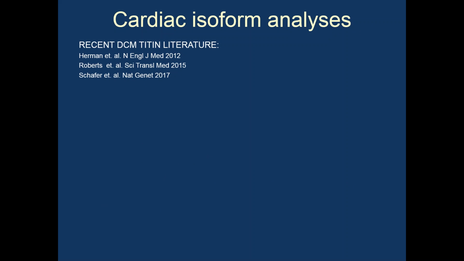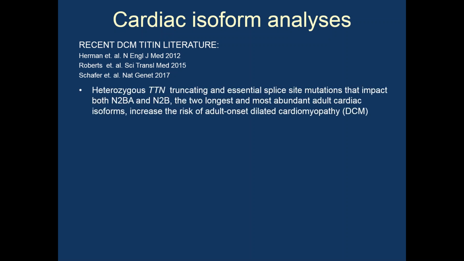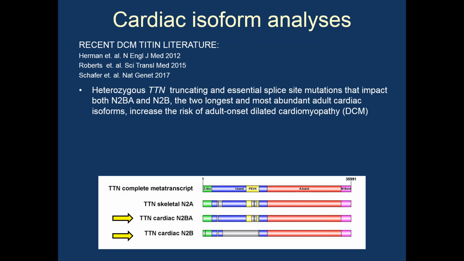But we did have a look at cardiac isoform involvement because of the pre-existing literature in the dominant dilated cardiomyopathy field. These are the 3 papers that have been published in this area. These papers showed that heterozygous truncating mutations, so mutations that chop off the end of the RNA transcript, and essential splice site mutations, so that affect the knitting together of the exons, that impact the 2 most common cardiac isoforms, increase the risk of adult onset dilated cardiomyopathy.